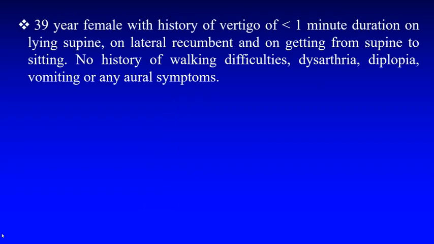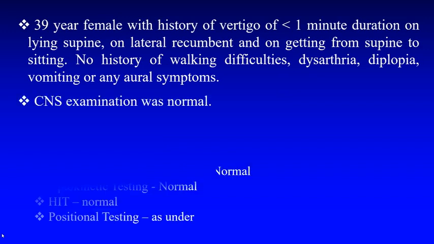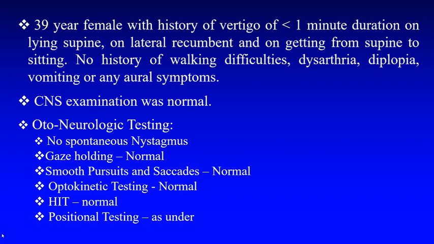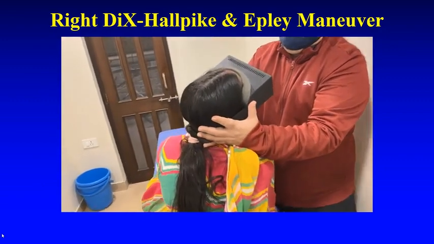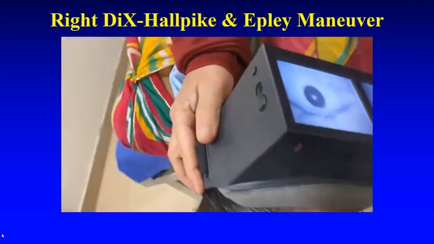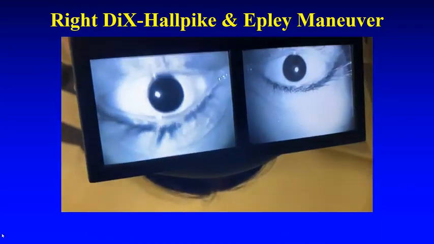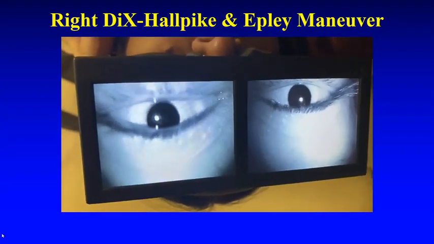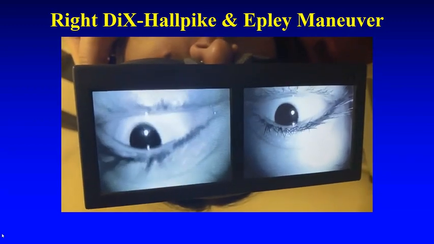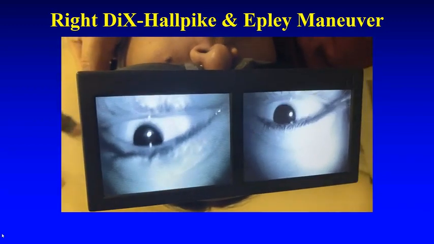The second case is a 39-year-old female with history of positional vertigo. The CNS examination is normal. Neuro-otological examination except for the positional testing was normal. The right Half-Hallpike test was done. From long sitting, she is positioned to the right Half-Hallpike position, and we see an upbeating right torsional nystagmus. So it was decided to do a therapeutic Epley Maneuver hand in hand.